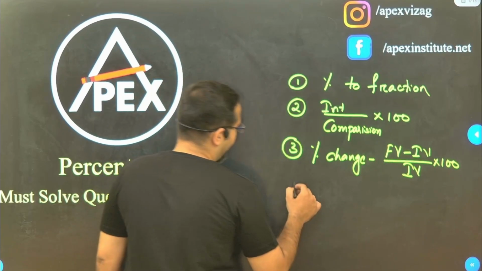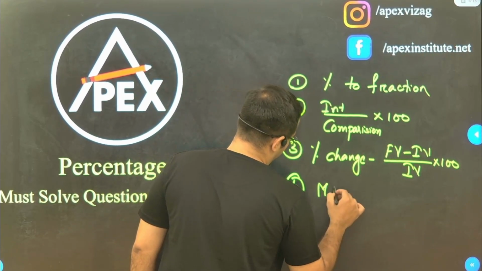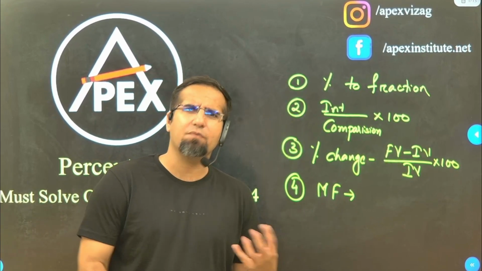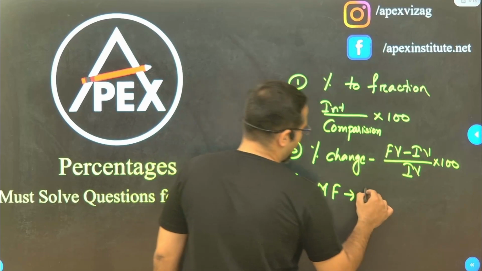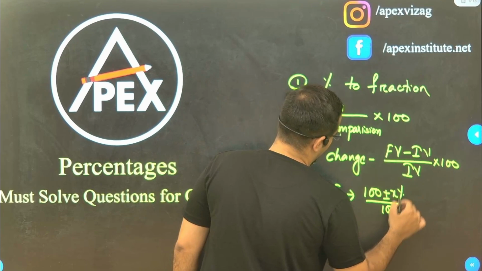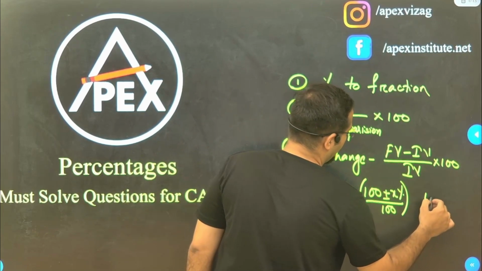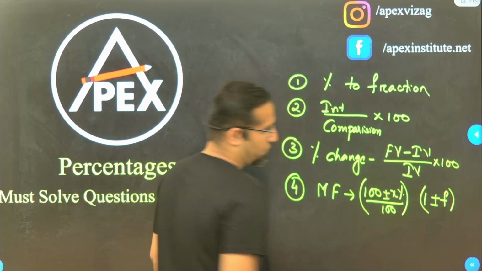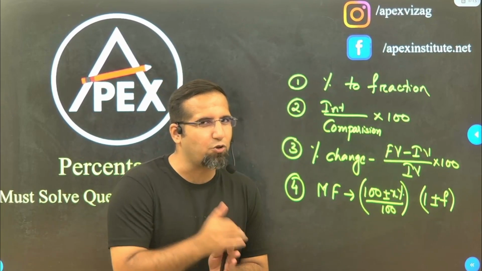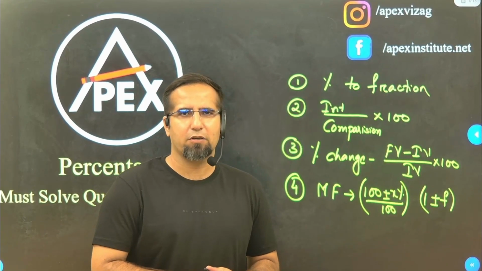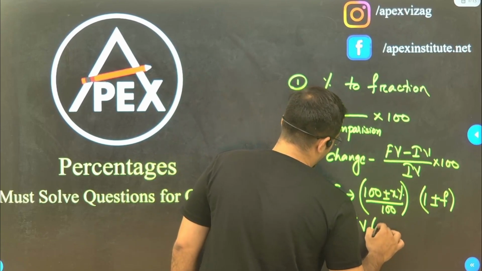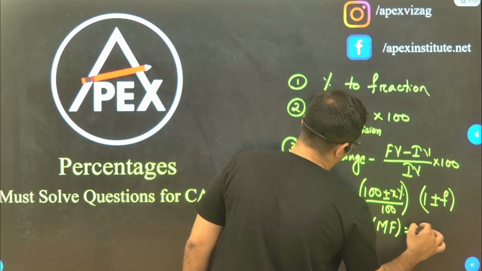Now the fourth important point that we also need to understand is the concept of multiplying factor. So when do I use and how do I use and what is multiplying factor? So let's start with what is multiplying factor. So multiplying factor is going to be (100 plus x percentage) by 100 or (100 minus x percentage) by 100. And if I'm using a fraction, it is 1 plus or minus the fraction. Clear? So this happens to be my multiplying factor. When do I use? Whenever percentage increase or percentage decrease is given, we apply multiplying factor. And how do I use? It's always initial value into multiplying factor is equal to the final value.